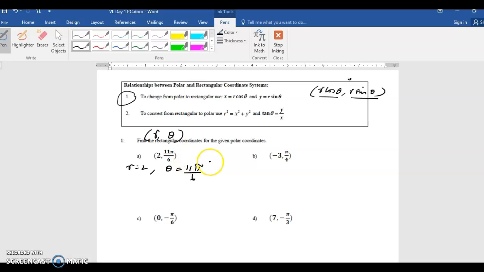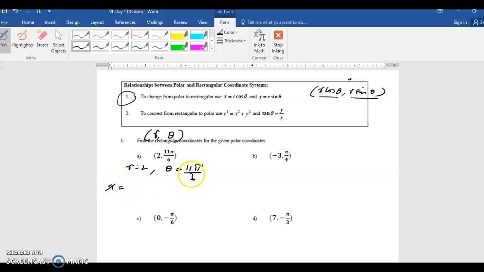Now I want your unit circle in front of you, okay? So that will be really helpful. If you want to work with degrees instead of radians, just convert this. This would be 330 degrees, I believe.